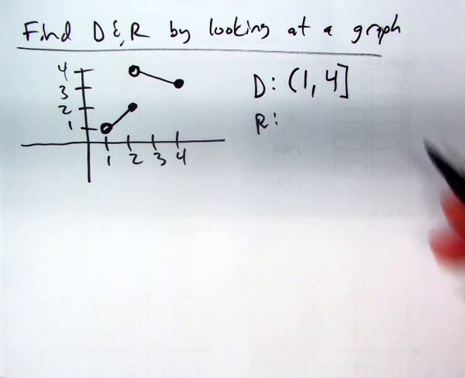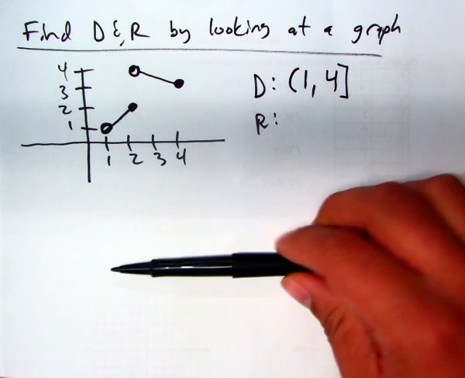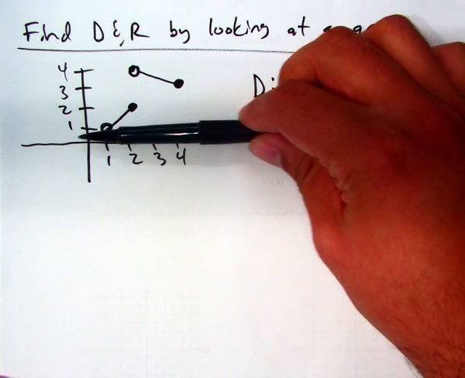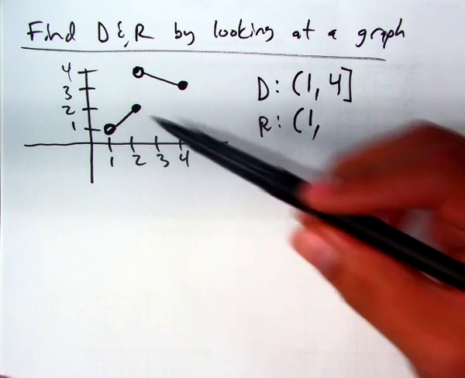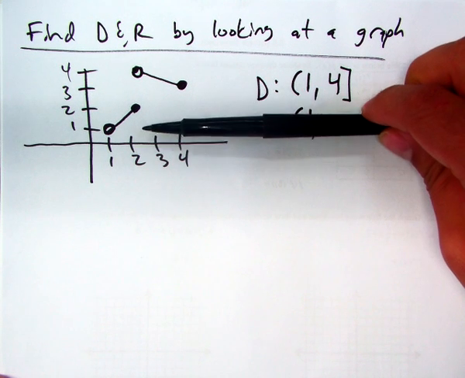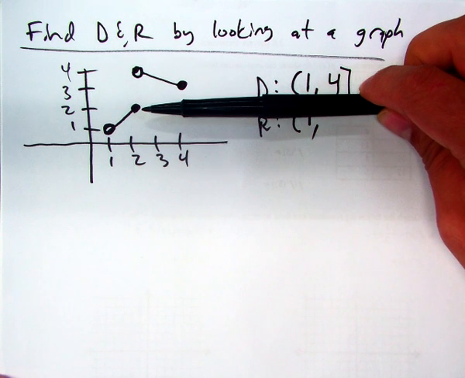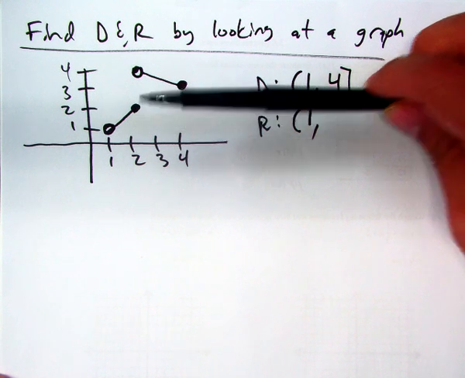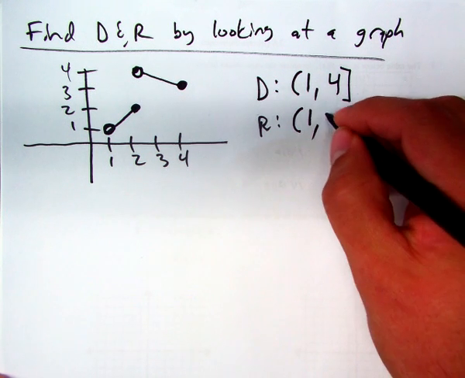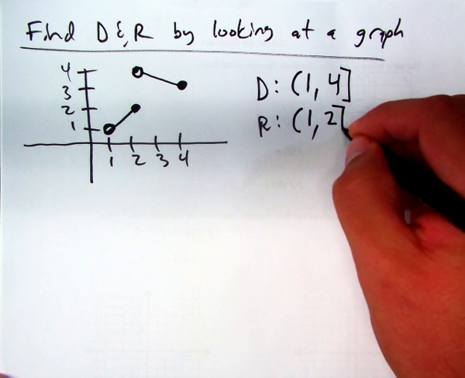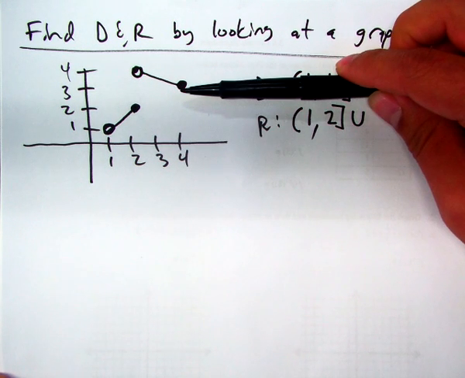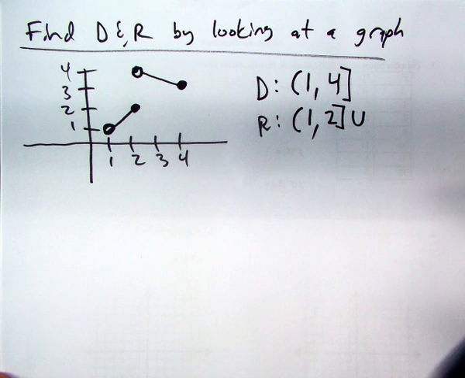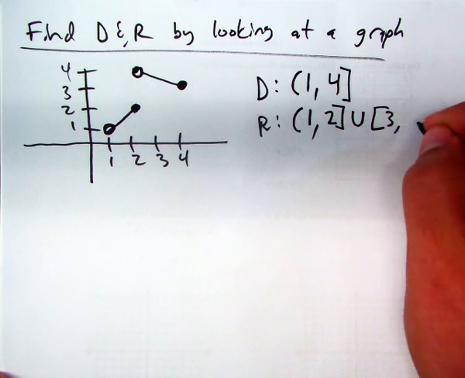Let's try the range. What's the lowest y value? Is it open or closed? And now I stop where? At 2. Can I pick up right away, or do I have to stop and start somewhere else? So I'm going to stop this at 2 with a bracket, union, and then I'm going to pick right back up at 3 with a bracket, and stop at 4.